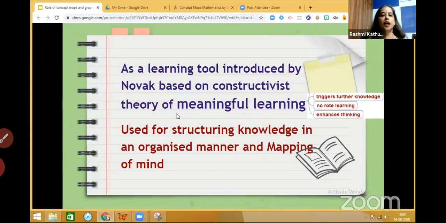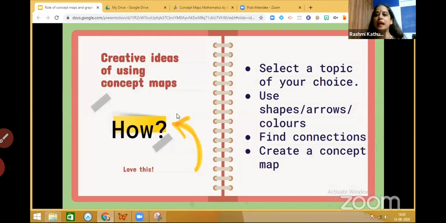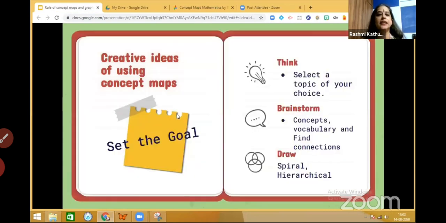If we see the usage of these concept maps, basically we use them for structuring the knowledge in an organized manner. So we are working on the mind. In the mind, the information is placed randomly, and now that random information has to be constructed or restructured. So what we do, we select a topic and then we use different shapes, arrows, and colors also, and try to put the information in those boxes. And then we establish connections. After that, we create a mind map.